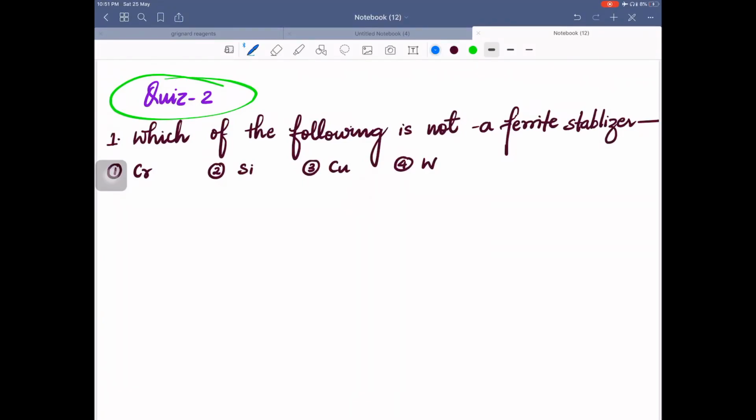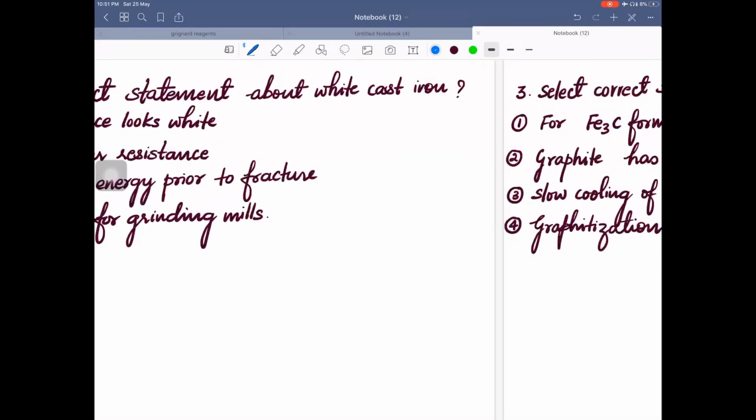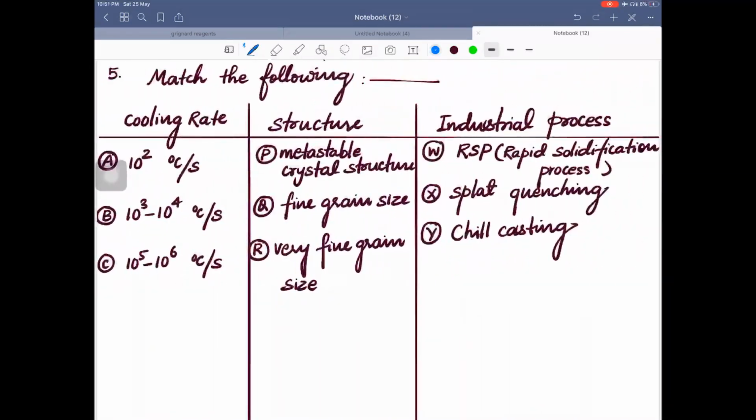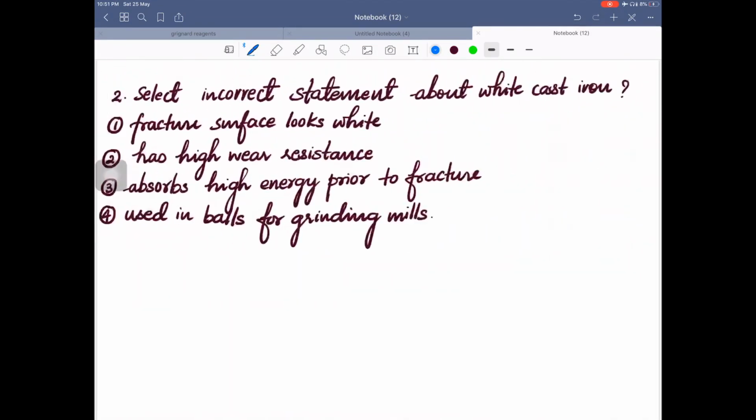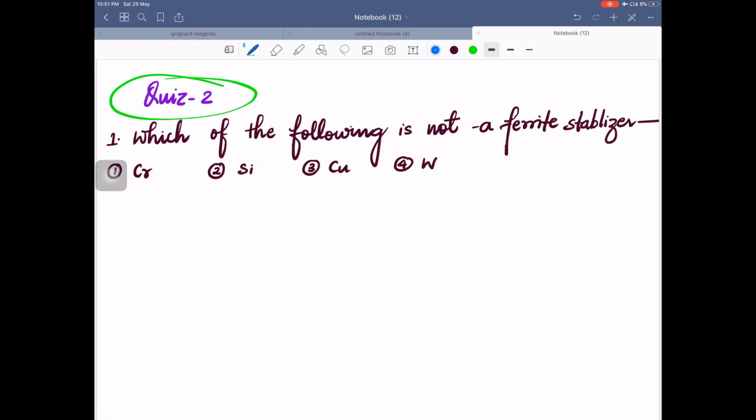Everyone, good morning. Let's solve the questions from Quiz-2. And this time again, I have taken 5 questions, and you can see there. These are the 5 questions, and we'll solve it and discuss it one by one.